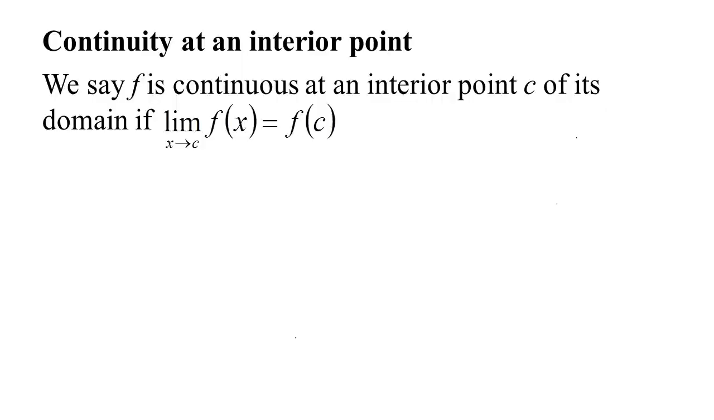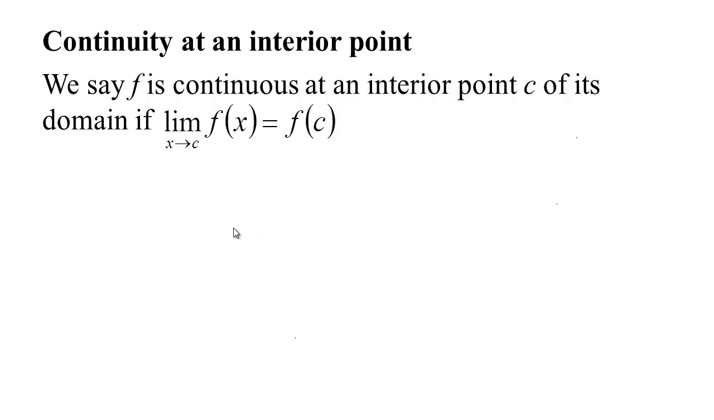We can define what continuity of a function is at a point by using limits. We say that a function is continuous at an interior point of its domain if the limit as x tends to that point of f of x actually equals the value of the function at that point.